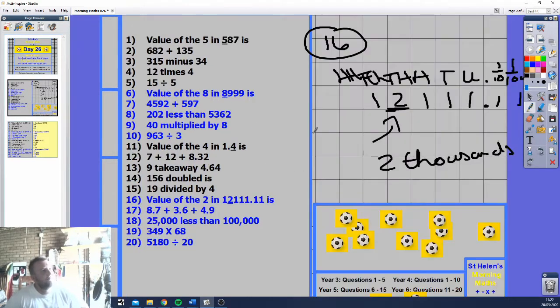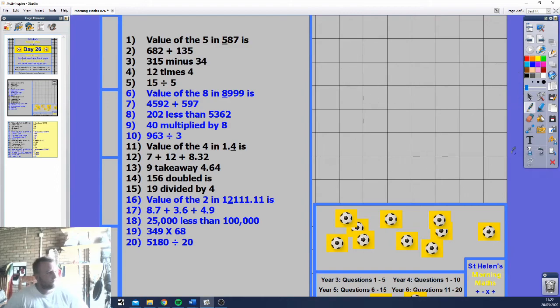2 thousands, yeah. Okay. Next one, Year 6s, is adding multiple numbers. They all have the same amount of place values, so this should be nice and simple. 8.7, 3.6, 4.9, and then all you need to do is just add them together, and you can do it all together.